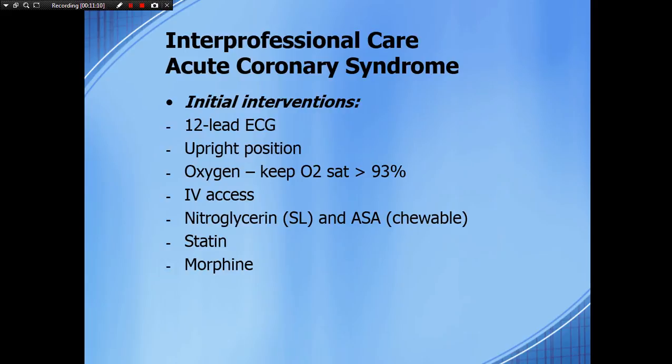We need to establish an IV route to provide access for emergency drug therapy. And we can use sublingual nitroglycerin and aspirin, somewhere between 162 and 325 milligrams, chewable, if not given before arrival to the emergency room. A high-dose statin, or Lipitor, is started if not already taken prior to hospitalization, and morphine can be given for cardiac pain or chest pain if unrelieved by nitroglycerin.